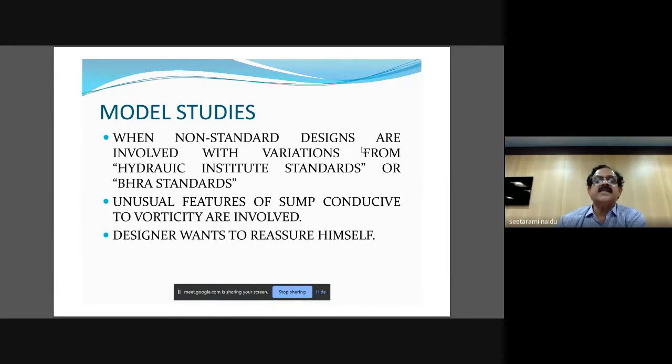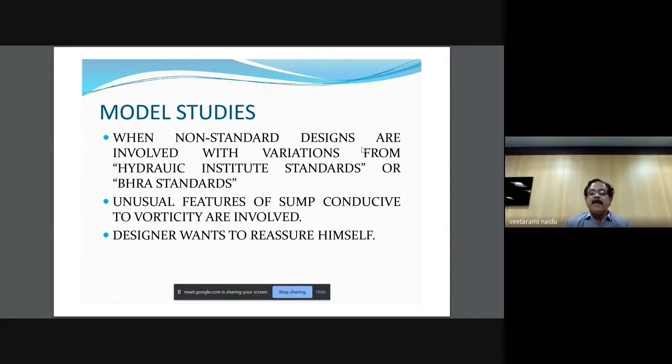When non-standard designs are involved with variations from Hydraulic Institute standards or BHRA standards, we need to have model studies. That is very essential. Unusual features conducive to vorticities are involved. The designer wants to reassure himself.